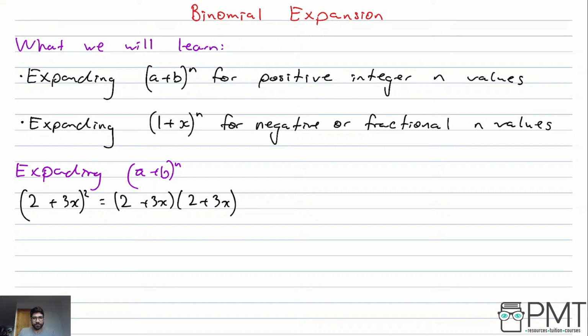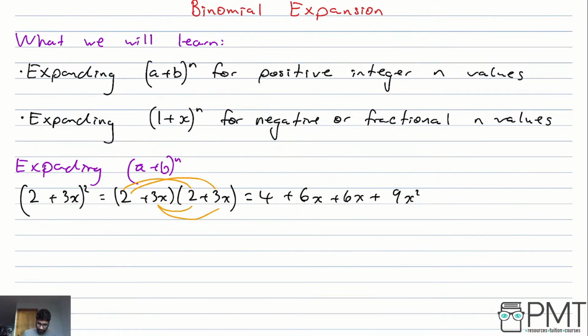You could have just written the two brackets next to each other, and you would multiply 2 and 2, and then multiply 2 and 3x. Then you would go like this. So you will get 4 plus 6x plus 6x, and then 3x times 3x, so you get 9x squared. This is what we have at the end. If you simplify that, you get 4 plus 12x plus 9x squared. This is only if you had 2 plus 3x squared.